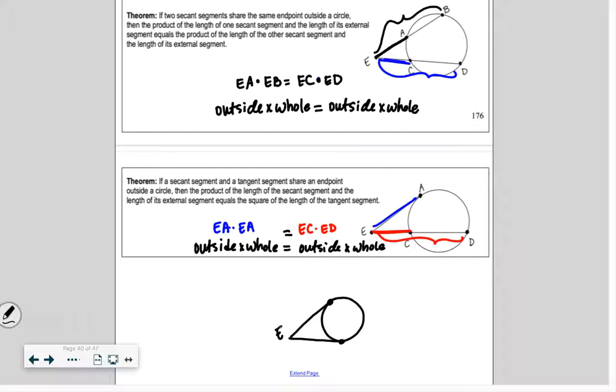So you could call this EA and EB. Do you see how EA multiplied by itself would be equal to EB times EB? Outside times whole equals outside times whole. In other words, EA squared equals EB squared. And Cam's saying, well, that's just the ice cream cone theorem, right? Do you guys remember what I called the ice cream cone theorem? That says if we have two tangent lines going to the same exterior point, those segments are going to be congruent. Yeah?